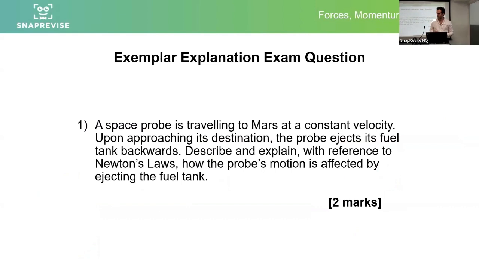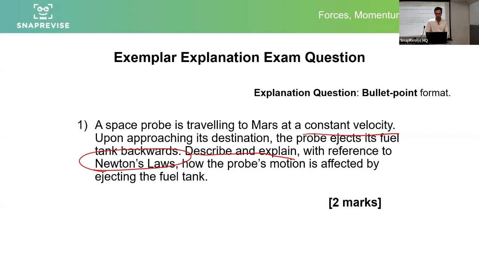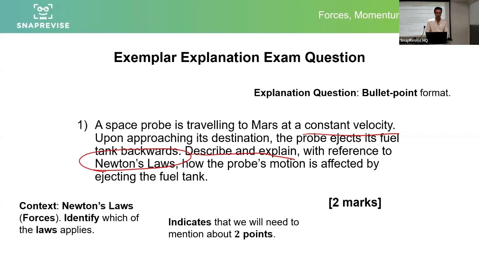Let's do a little exam question then. A space probe is traveling to Mars at a constant velocity. Upon approaching its destination, the probe ejects its fuel tank backwards. If you weren't already thinking Newton's third law or Newton's laws in general, they make it explicit here. Describe and explain are our command words. So state what happens and then tell us a little bit of physics that explains it. With reference to Newton's laws, how the probe's motion is affected by ejecting the fuel tank. Hopefully, it's only a two marks question. I should point that out. So just two bullet points should do. What happens and why?